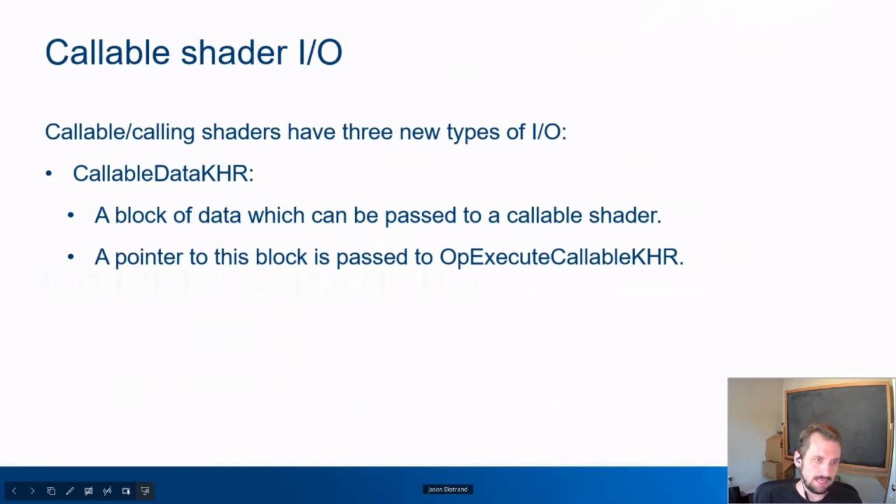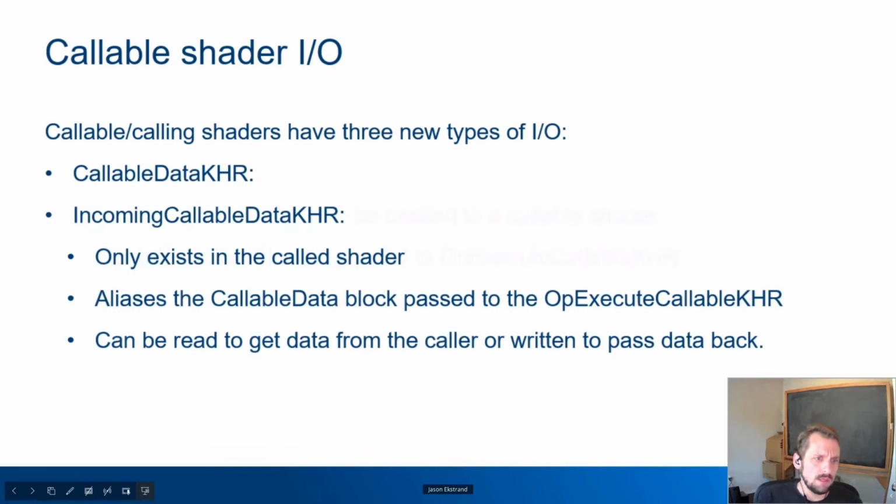So the way we do this is that the callable data KHR stuff, whatever that struct is, goes on the stack somewhere, and we pass a pointer. In the SPIR-V, there's a pointer to that block that gets passed into the op execute callable. And then we pass it on down the stack. Incoming callable data, like I just said, only exists in the called shader. It aliases the callable data block passed to op execute callable, and you can read to get data from the caller or write to pass data back. So we don't have return values. You just write data into the callable data block.